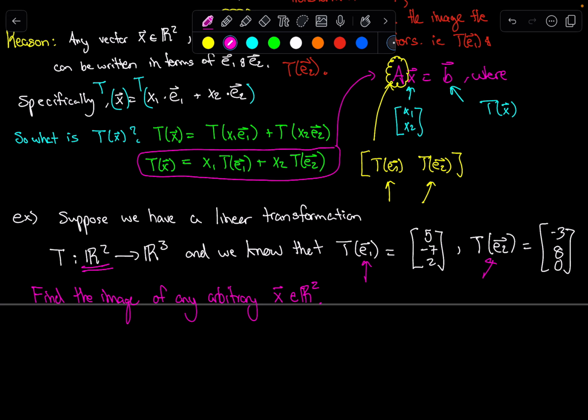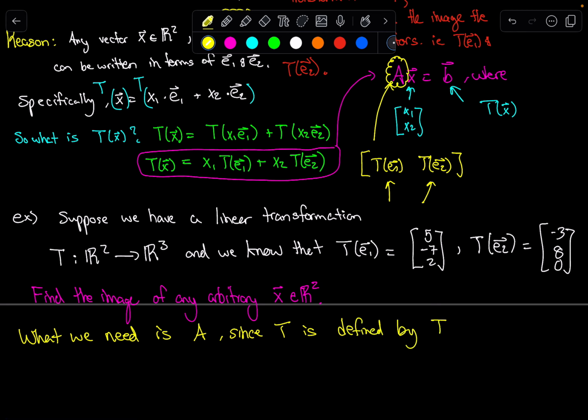R3 has 3 standard basis vectors. They used to be called i hat, j hat, k hat. We're just calling them e1, e2, e3. So the very first thing that we need is A, because T is defined by T of x equals Ax. You can think of it as the vector x getting mapped to whatever vector we get when we complete this mapping.